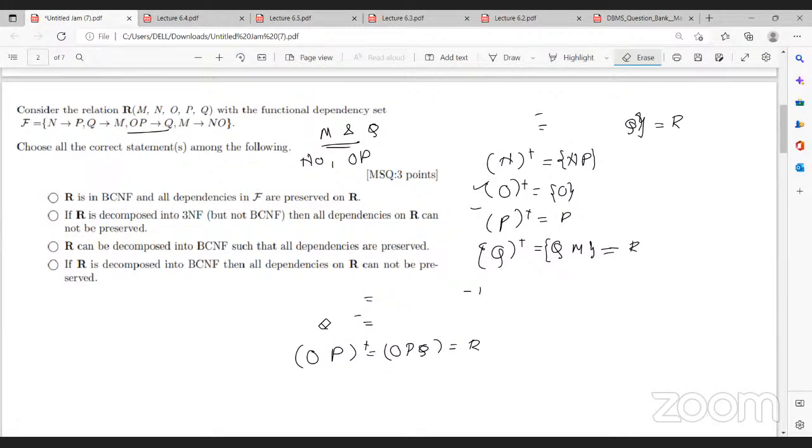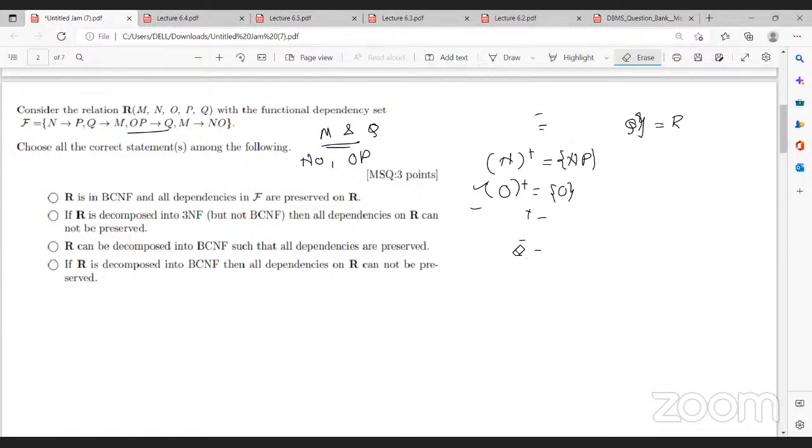Now see which of the following functional dependencies violates the 2NF or 3NF condition? Partial dependency and transitive dependency here. Yes, anyone? So the first option will be eliminated.